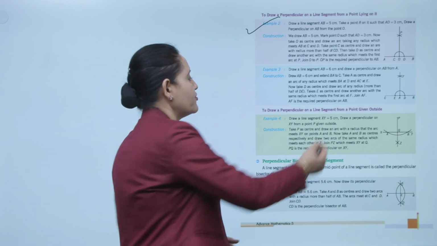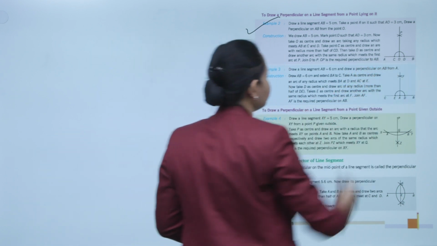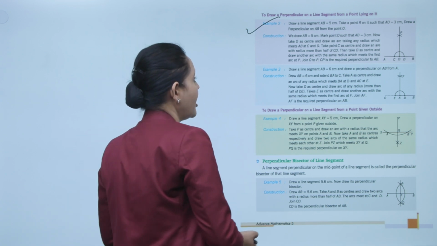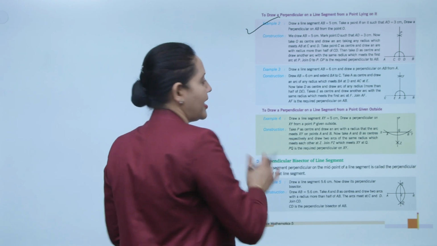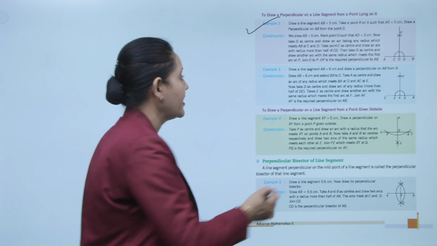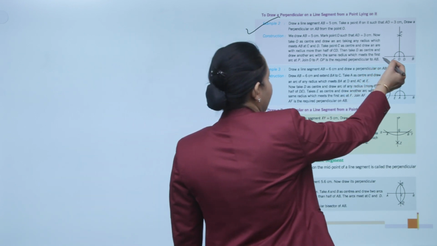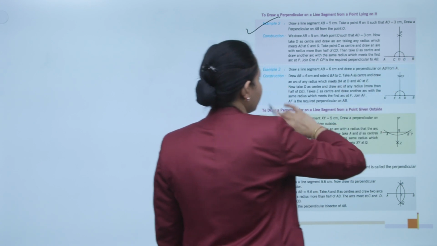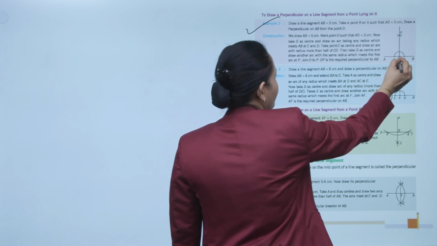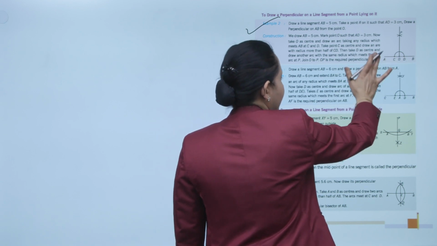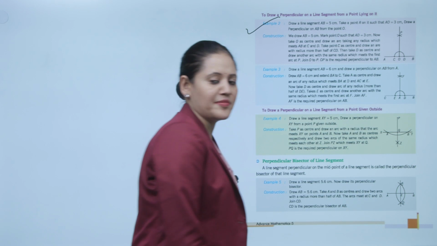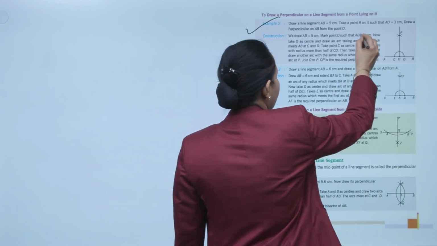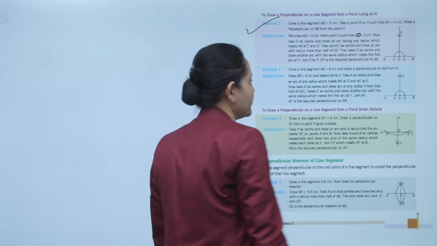So first we have drawn a line segment AB that is 5 cm. Now what will we do? We mark point O such that AO should be 3 cm. From A we take a distance of 3 cm and mark point O. So here AO is 3 cm.